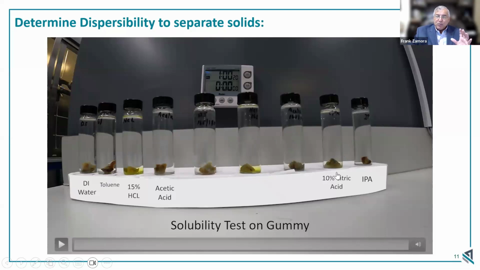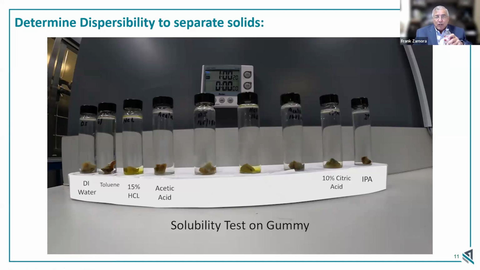And then we have 10% citric acid and IPA. IPA is isopropyl alcohol, kind of a non-polar fluid here. So we have water, which is polar, and IPA, which is non-polar. So we're going to take this through a 24-hour period just to give you an example as to the solubility of the gummy bear. Now, each one of these gummy bears is approximately a 1 gram sample in 40 ml of fluid.